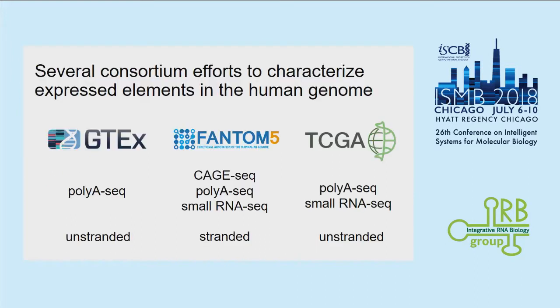There have been several consortium efforts to characterize the expressed elements in the human genome. These that I show here are three well-known examples, and all of them have been of great importance to expand and improve our picture of the human transcriptome. However, this transcriptome is still largely incomplete, and this is partly due to the limitations in the extent of sequencing methods employed by these studies.